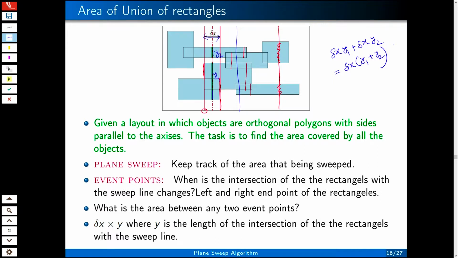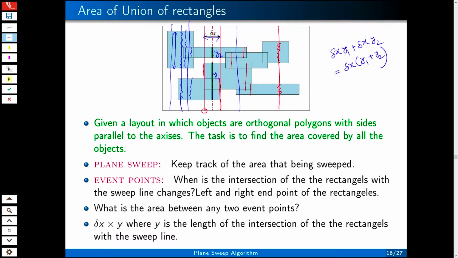Right? Are you with me? Any doubts? Please raise your hand. So, initially when I was here, what are the intervals that I am interested in? Only this interval. When I am here, I have two intervals. One is this, another one is this. When I am here, I have three intervals. One is this, another is this, and another one is this.